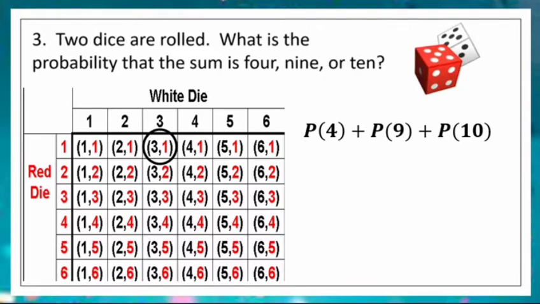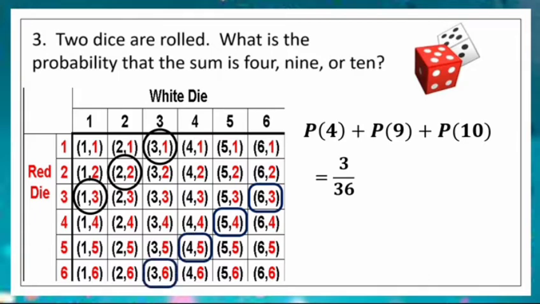Now, from the results on the table, I can have a possible sum of 4 as 3 and 1, 2 and 2, 1 and 3. That gives me 3 of them over the total number, which is 36. And if I go to the sum of outcome being 9, I have 6 and 3, 5 and 4, 4 and 5, 3 and 6. 4 of them. I have it as 4 over 36.